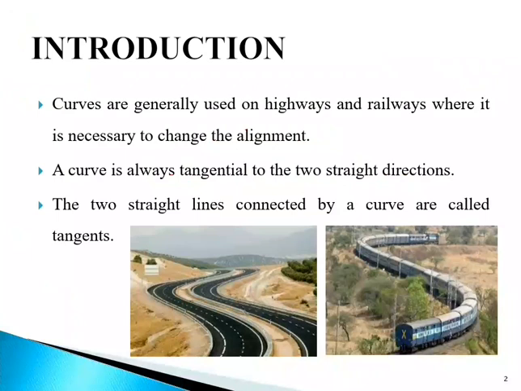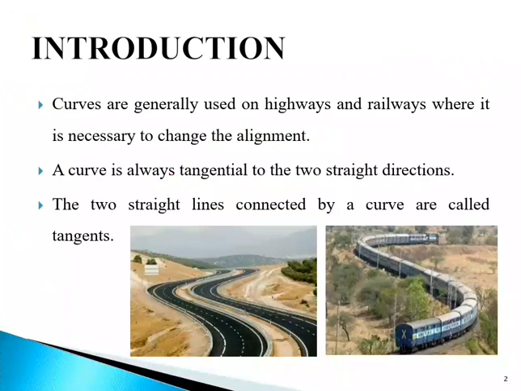Curves are generally used on highways and railways where it is necessary to change the alignment. A curve is always tangential to the two straight directions. The two straight lines connected by a curve are called tangents. You can see a real life image of curves here.